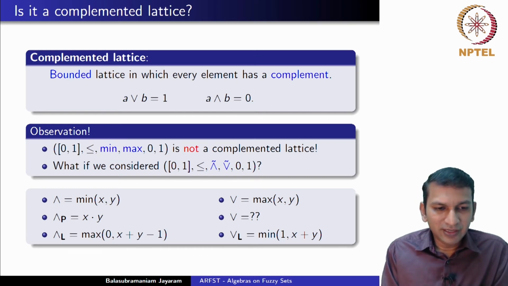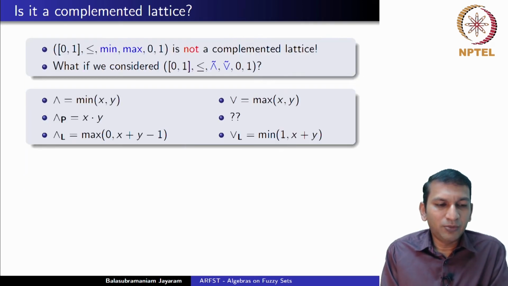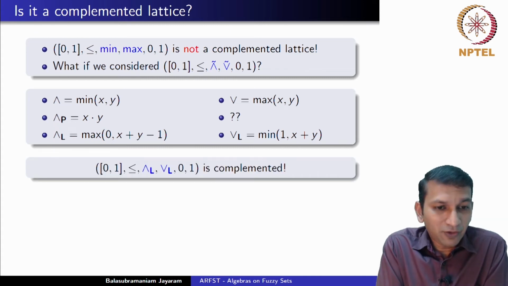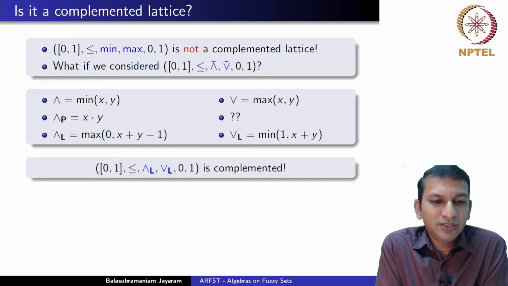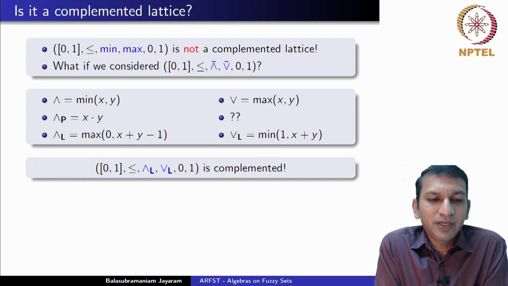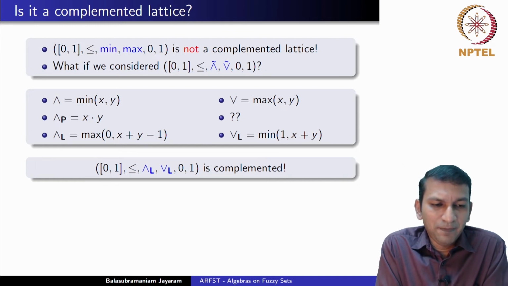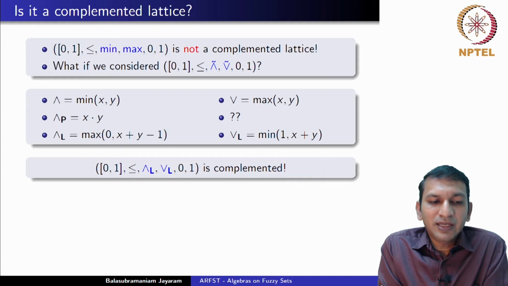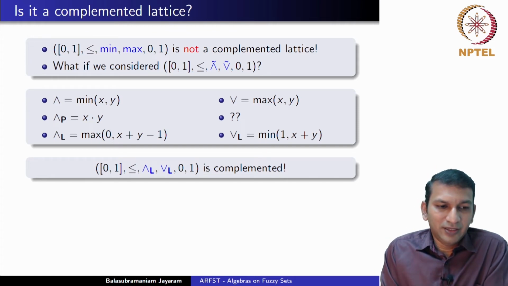So what we see here is, if you consider among these three pairs of operations, we see that with this pair of operations, the Lukasiewicz conjunction and the corresponding operation minimum of 1, x plus y as the join, we see that it is complemented. Note that we have a set with the model and these two operations which are closed, and now we see that they actually give rise to complement. But the question is, do they form a lattice?